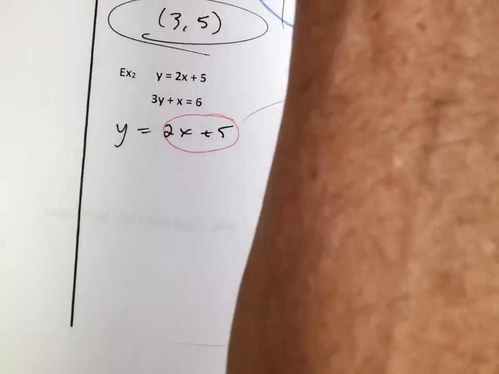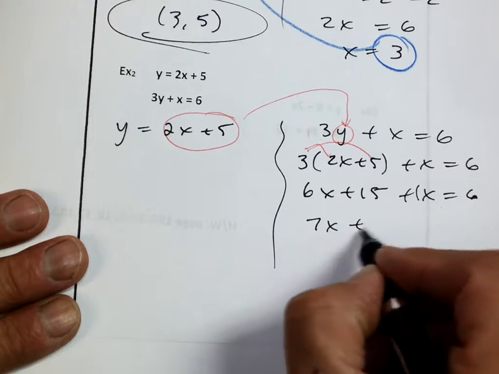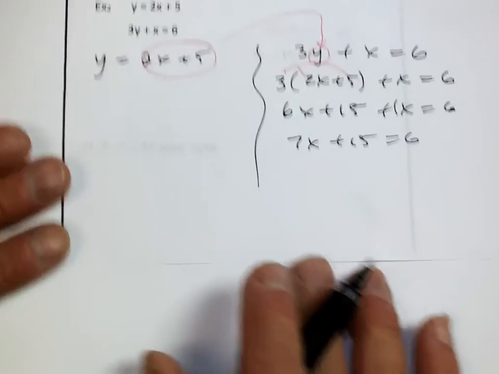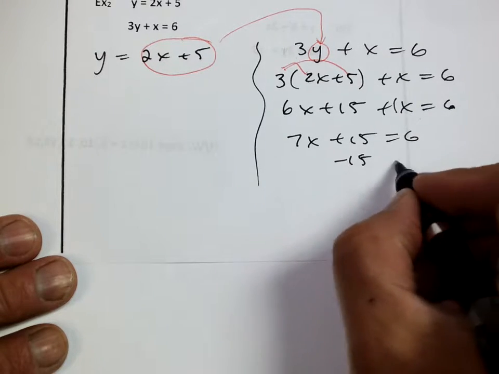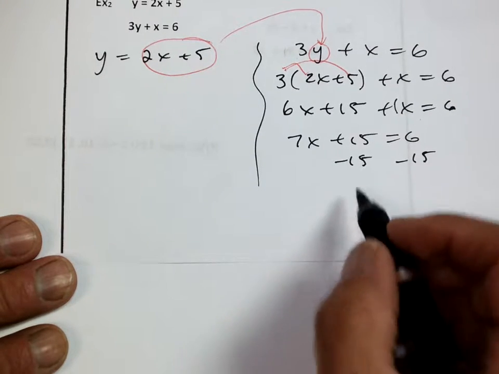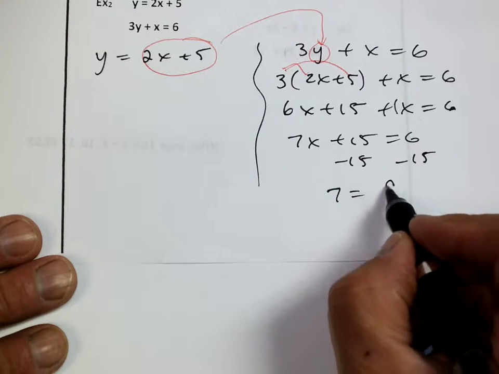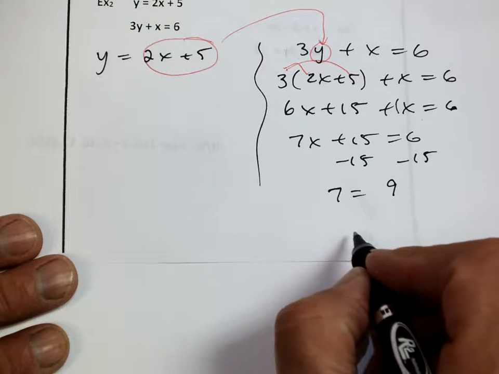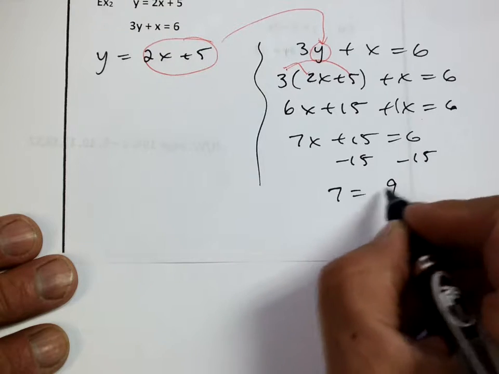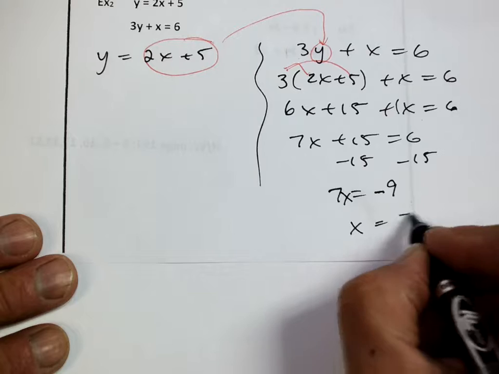Okay, let me know. 7x, you guys okay with 7x? 7x plus 15 equals 6, right? Minus 15, 7x equals, what's that, negative 9? Divide by 7. Yeah, it is negative 9. Divide by 7, and x is equal to negative 9 sevenths.